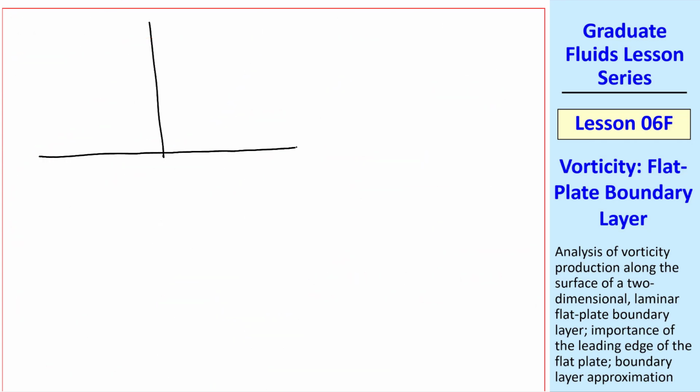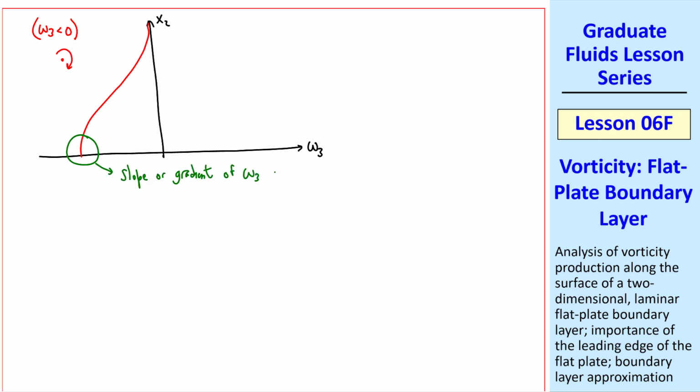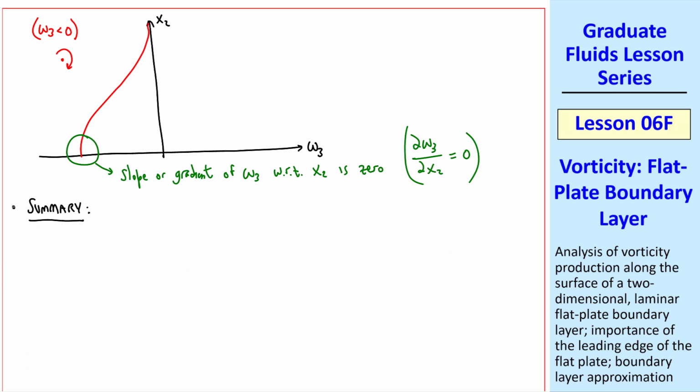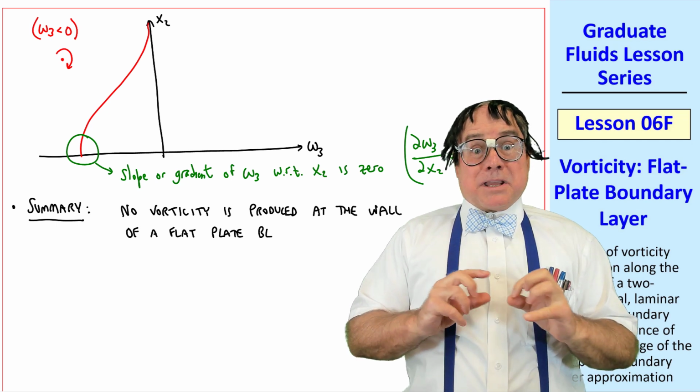I'll also plot the vorticity component, omega 3, as a function of distance from the wall, x2. It turns out that the vorticity profile looks something like that, where we know that vorticity is clockwise or negative on the top portion of the boundary layer. In other words, omega 3 is less than 0, as plotted. And we also know, as we've shown above, that the slope or gradient of omega 3 with respect to x2 is 0. In other words, del omega 3 del x2 equals 0. And that's the way I've sketched it here with 0 slope. Again, 0 slope of vorticity at the wall means that no vorticity is being produced at the wall of this flat plate boundary layer. I'll make a summary statement from all this work. No vorticity is produced at the wall of a flat plate boundary layer.